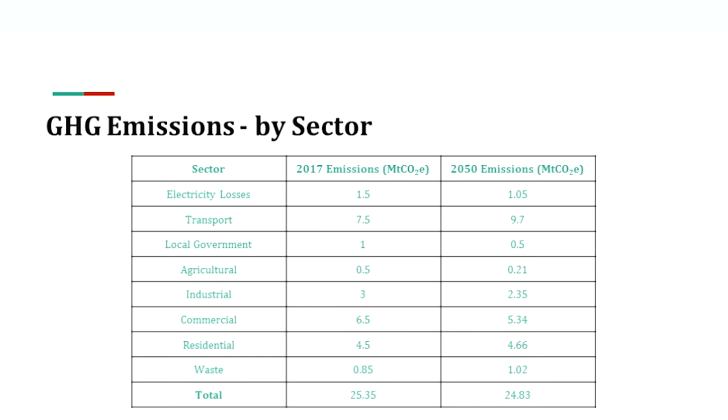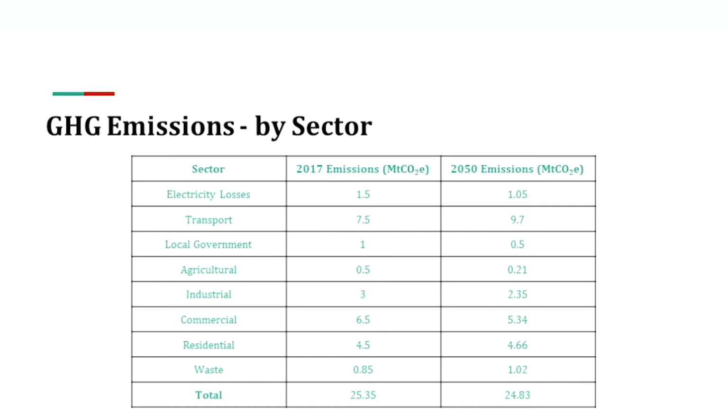So to look at our total GHG emissions by sector between 2017 and 2050, we can see that the main focus of our project, which was transport and residential, both increased slightly, which was expected because we have a population increase. But all the other sectors' emissions reduced, offering an overall reduction in total emissions from 25 to 24. This was due mainly because we mostly addressed the electricity generation sector, which impacts all the different sectors.